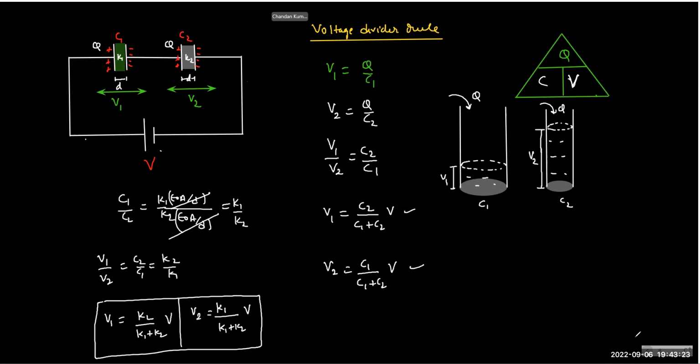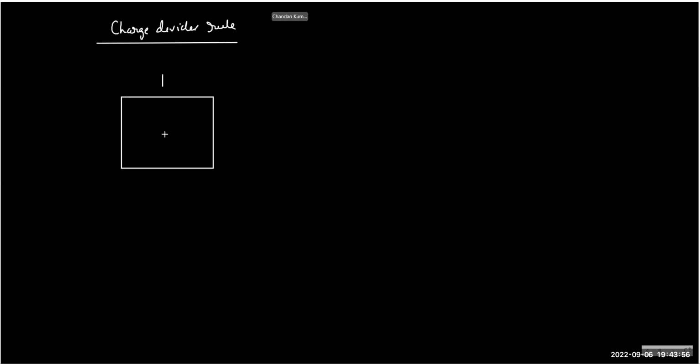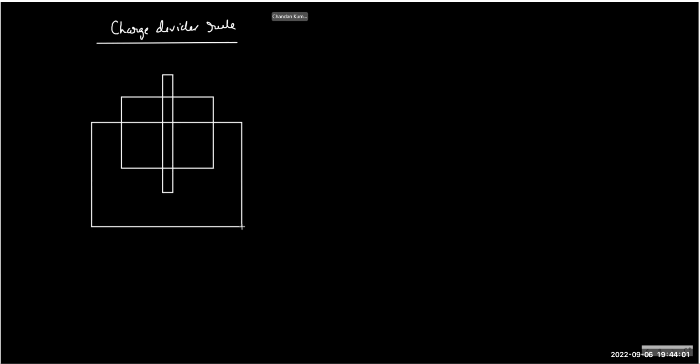So if you really want to master circuits, there are certain rules I'm going to give you. These are secrets, top secrets. And after learning these top secrets, you can do it very efficiently. The next is called the charge divider rule. And we generally do this for parallel circuits.